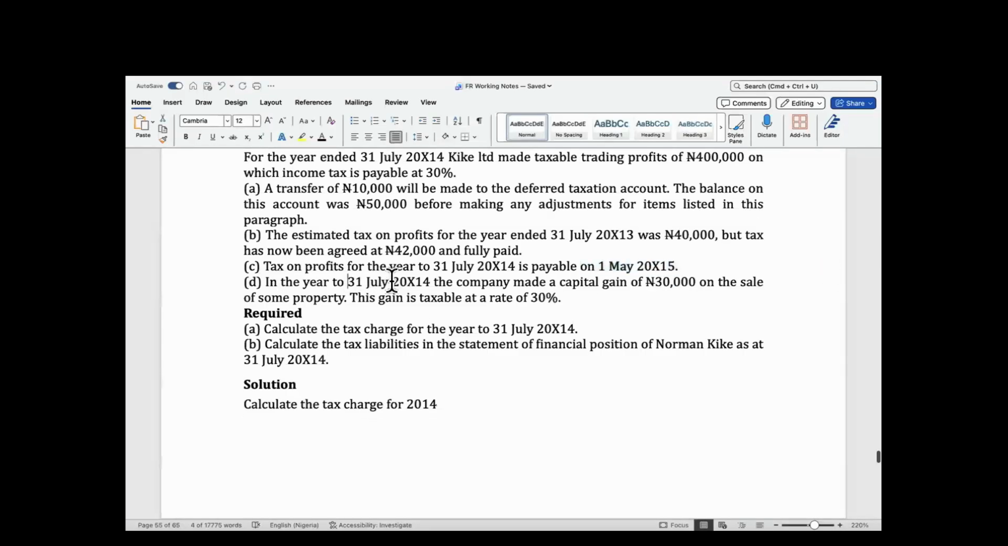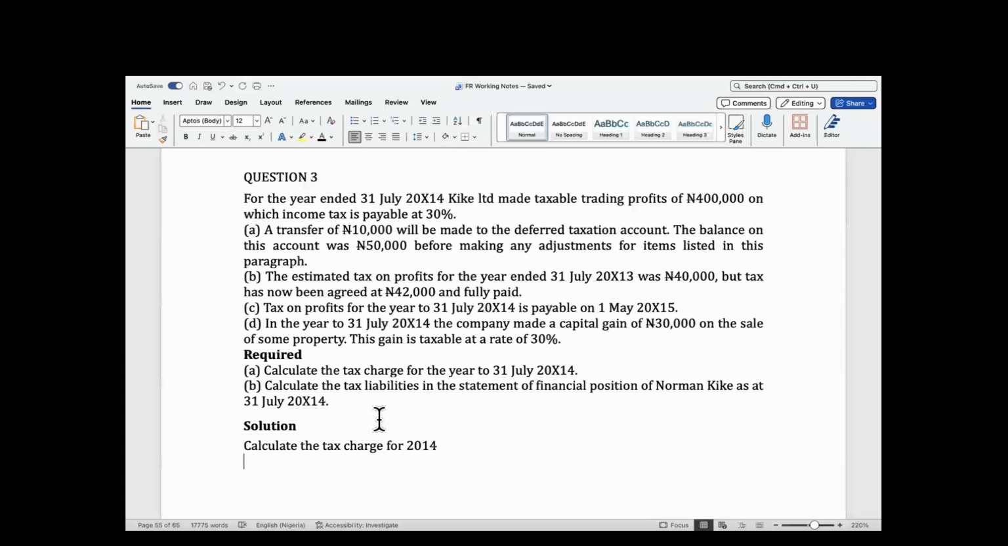Finally, they said at the end of 2014 there was a capital gain, and the rate of tax is 30% on that. This is not far from what we have been doing. So first, for the estimate of current tax for 2014, they didn't give us the amount, but we can calculate it as 30% times 400,000. And this should be 120,000.